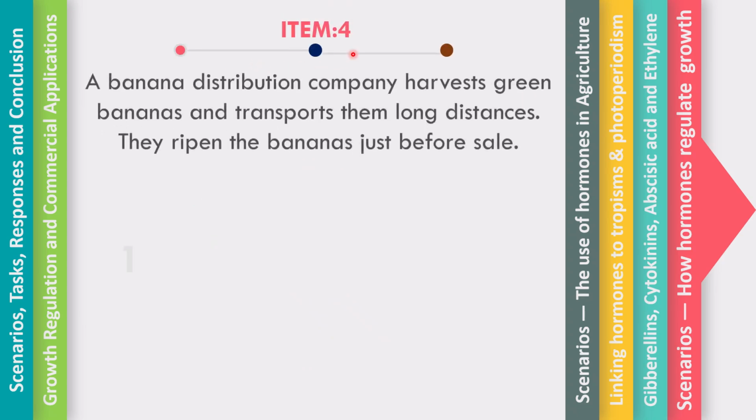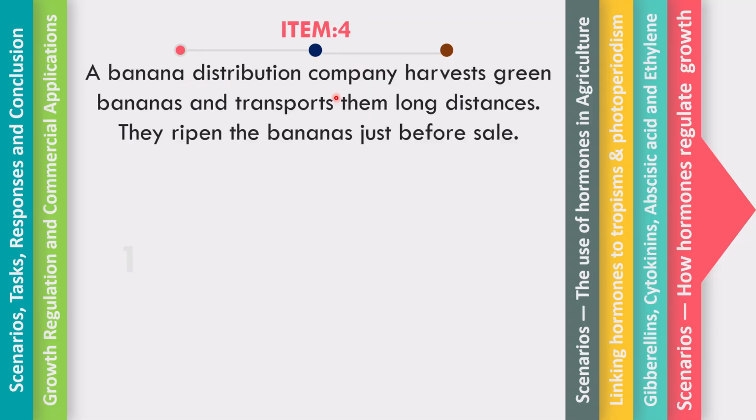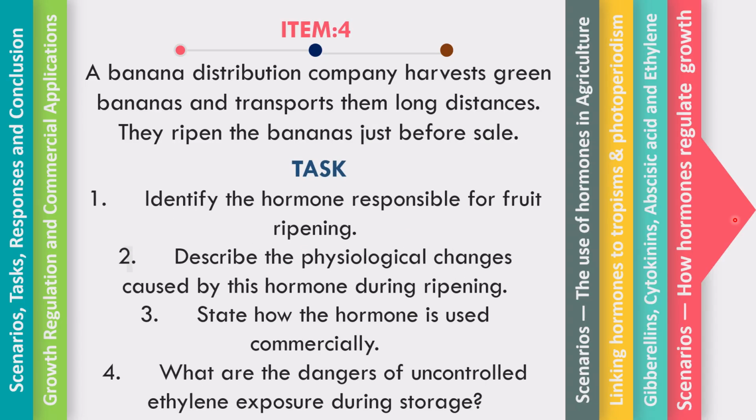Item 4. A banana distribution company harvests green bananas and transports them long distances. They ripen the bananas just before sale. Task: identify the hormone responsible for fruit ripening.